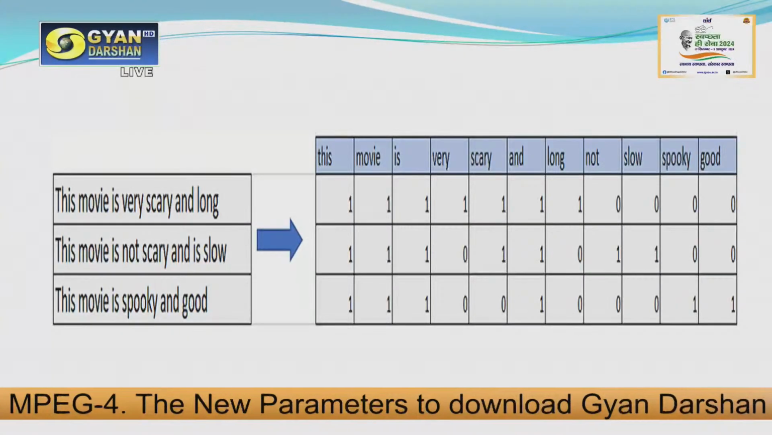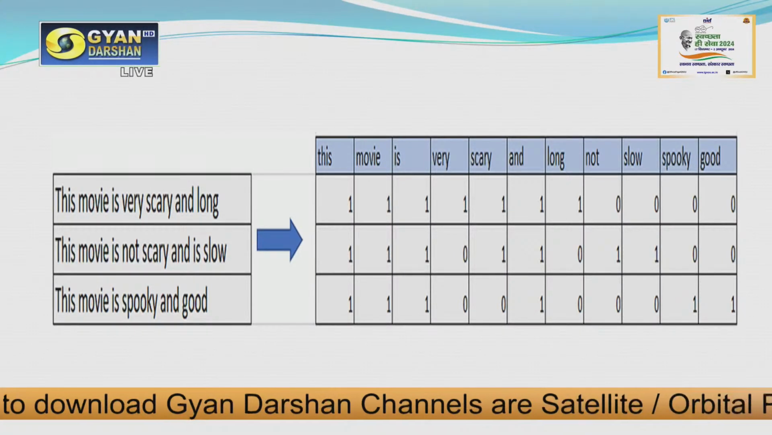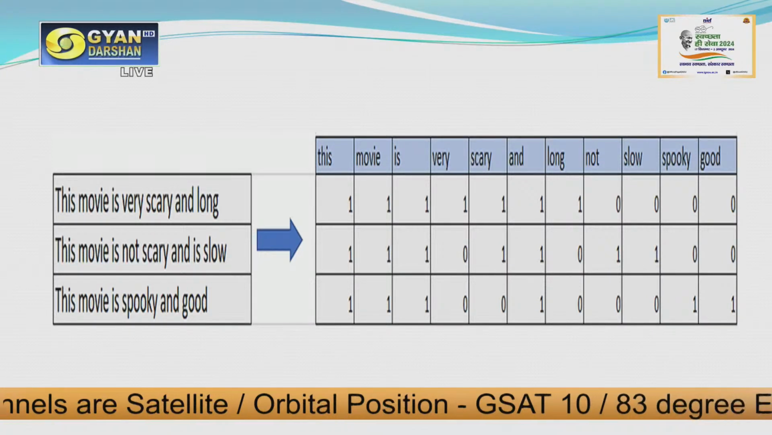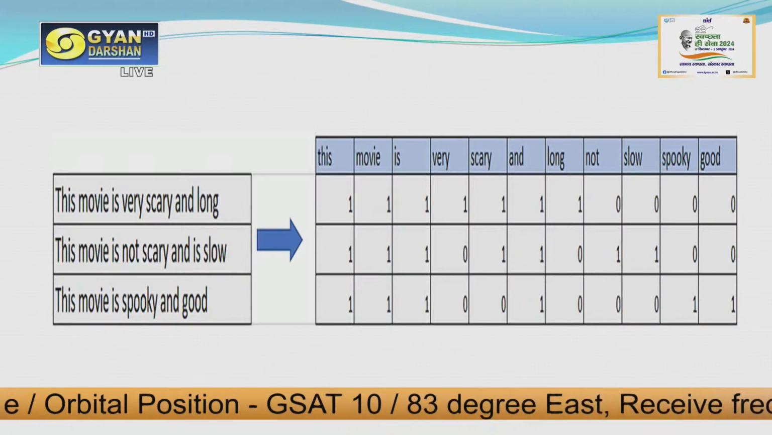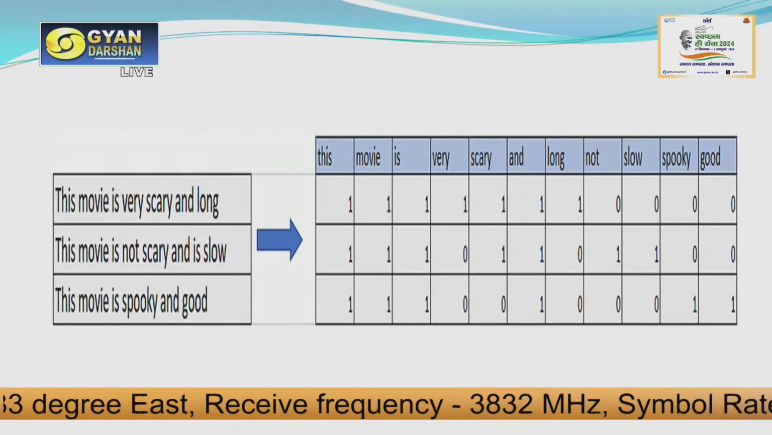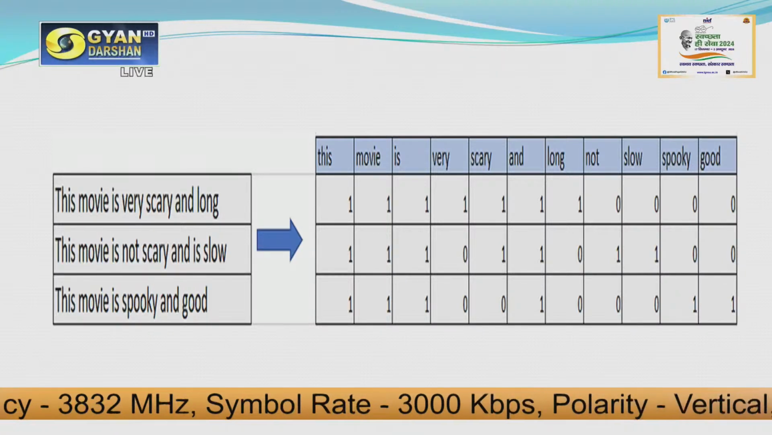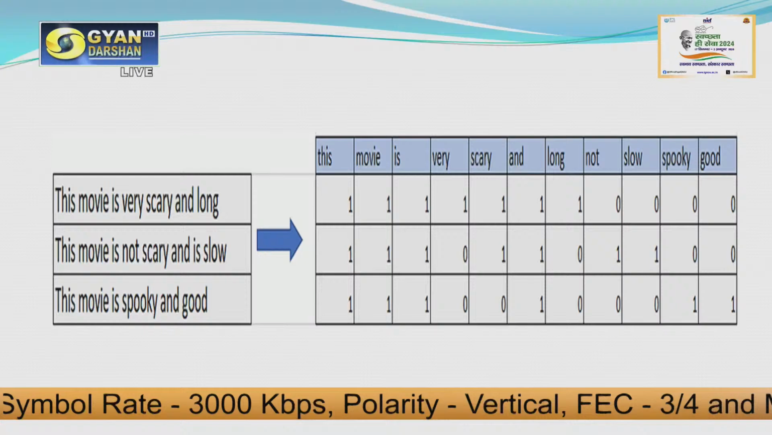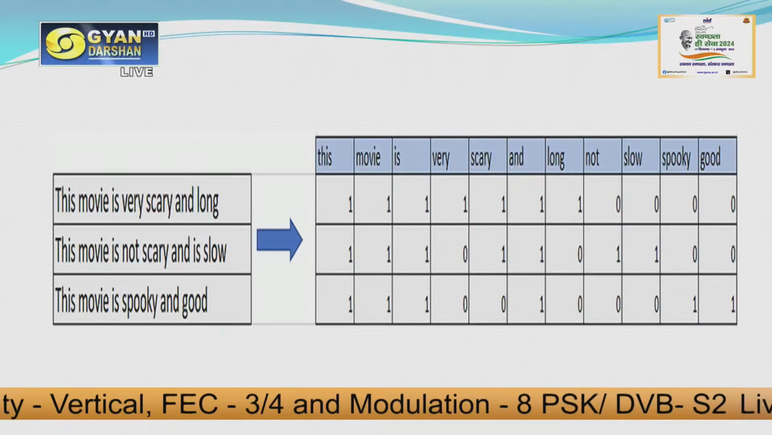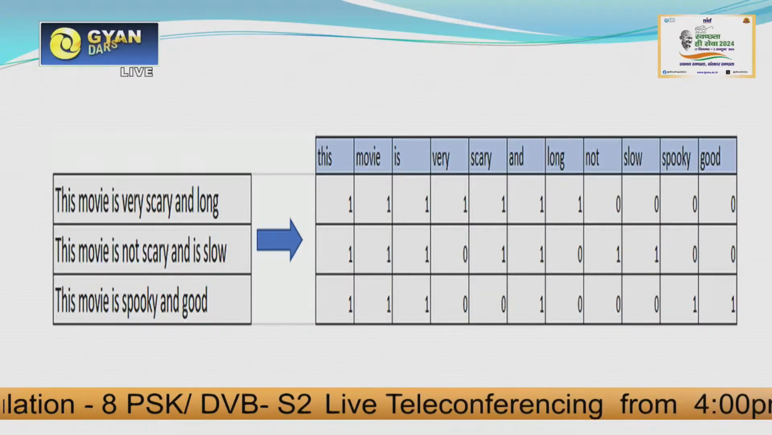Here you can see I have represented all three documents. "This movie is very scary and long" has been converted into the vector space. The 7 ones represent the presence of the words that are there, and the same thing happens for the other documents. Whichever word from the vocabulary is present, we put 1, and the rest we put 0. This is how we convert the whole document into a vector representation.